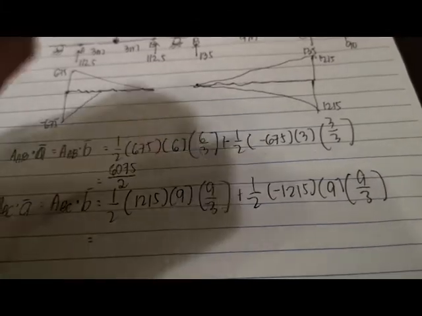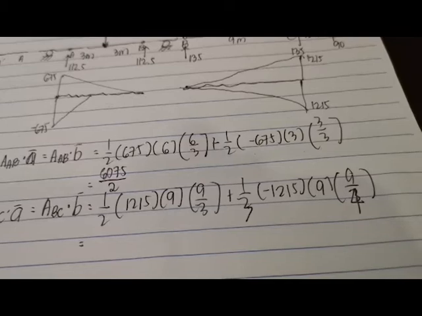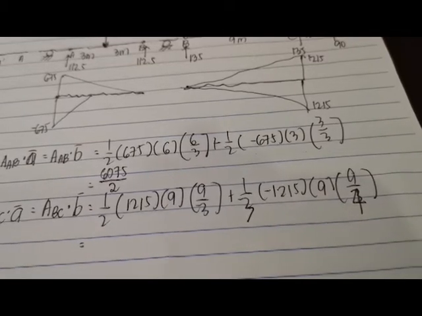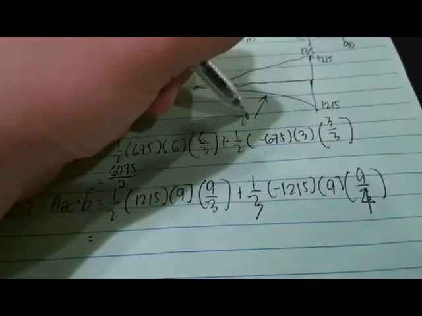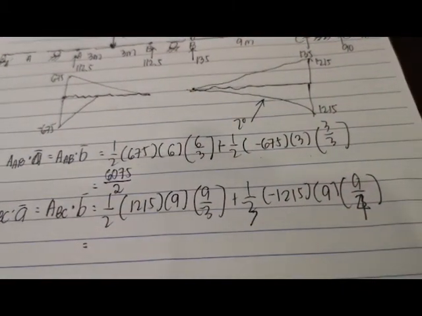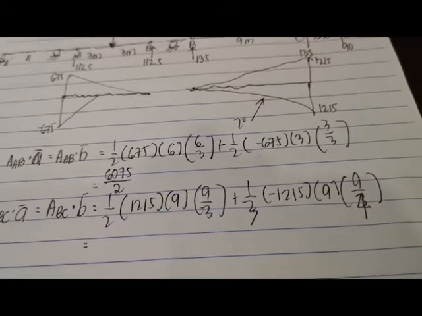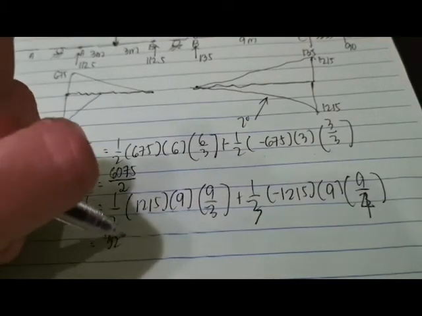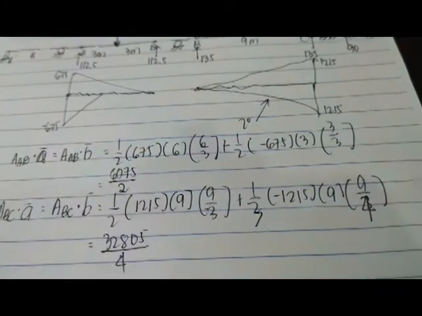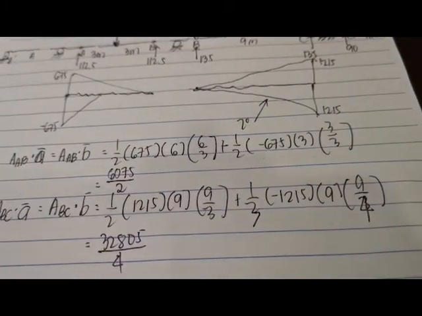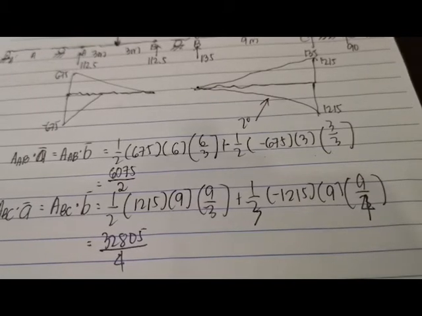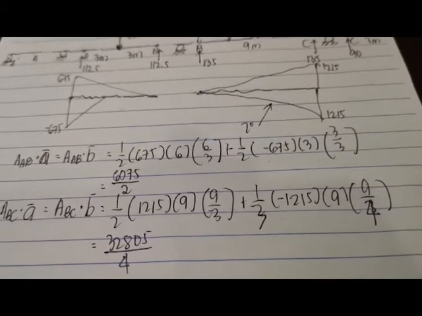No, rather, this is wrong. So this is 1/3, this is 1/4, because this is already a second degree curve. This is equal to 32,805 over 4. Okay? So that would be it.